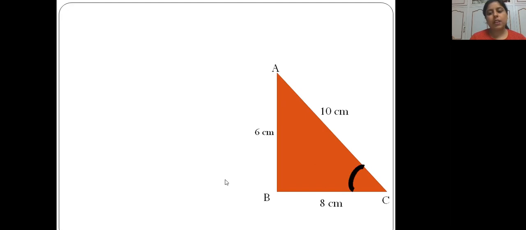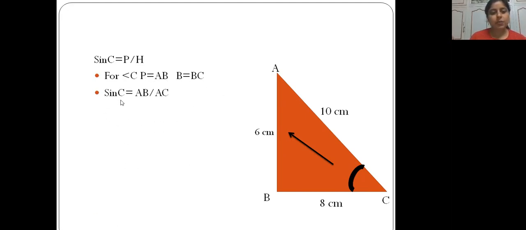Now I have to calculate the value of sin C. For that, I have to consider this acute angle C. The opposite side of this acute angle C is AB. So in that case, AB becomes our perpendicular, BC becomes our base, and AC always remains fixed as a hypotenuse. For angle C, perpendicular is AB and base is BC. By putting the value of perpendicular and hypotenuse in this formula, that is AB by AC, AB is 6 centimeter, AC is 10 centimeter, and by lowering these terms, we get the value of sin C is 3 by 5. Okay.